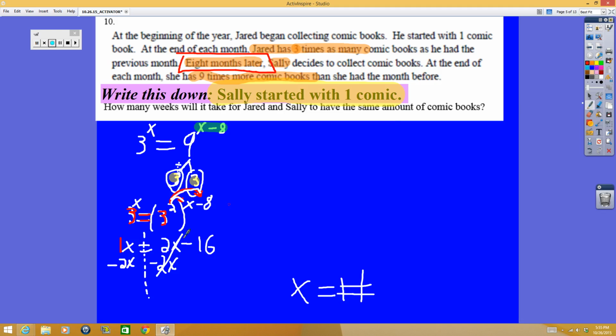1x minus 2x, that's going to give me negative 1x on this side. I got my equal, so I'll just write that. Negative 16. Let me write that here. And hopefully you're able to do this part, but I'll do it anyways. Just divide by negative 1. And x equals, when you put this in the calculator, negative 16 divided by negative 1. You know those negatives cancel. So you just got 16.